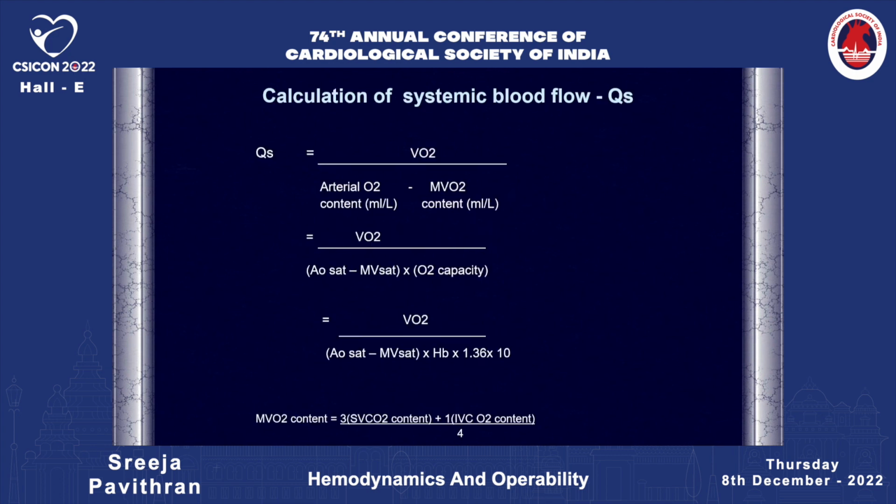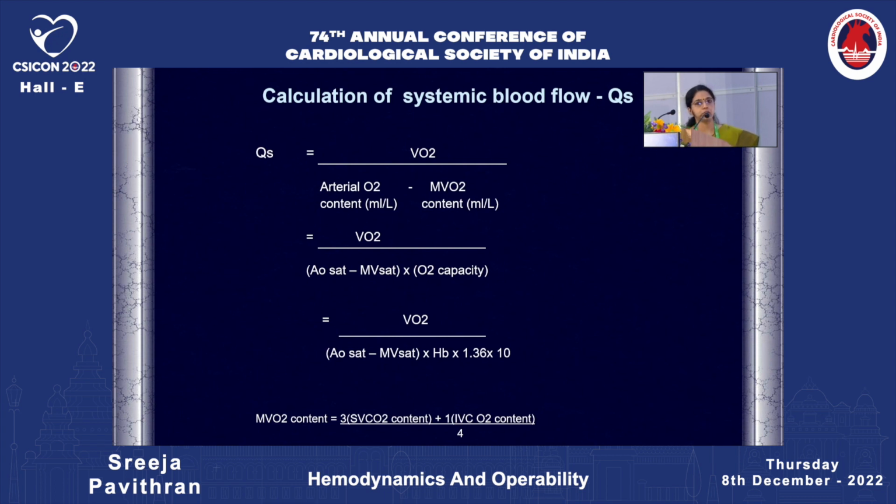Similarly, for calculating the QS, the same formula: VO2 divided by arterial oxygen content minus mixed venous oxygen content. Mixed venous content is derived by 3 SVC plus 1 IVC divided by 4. The saturations are used here and you get the mixed venous oxygen content. So, VO2 divided by aortic saturation minus mixed venous saturation into the oxygen capacity, and the same formula is used to calculate the QS also.